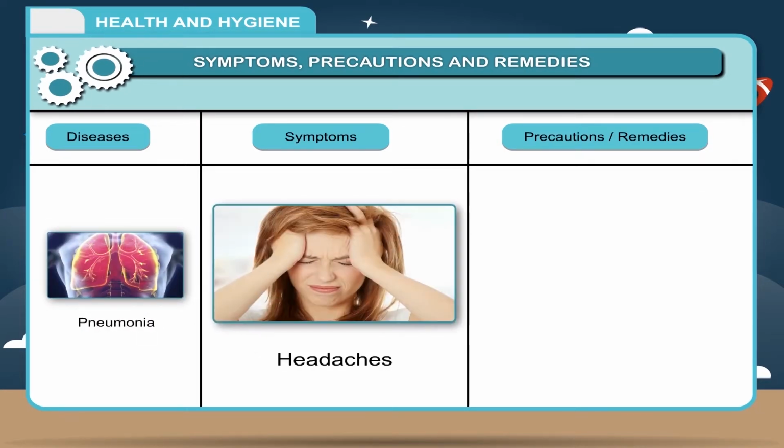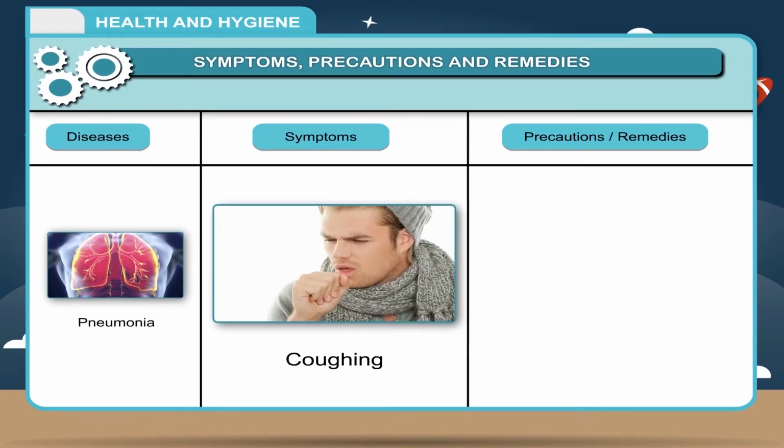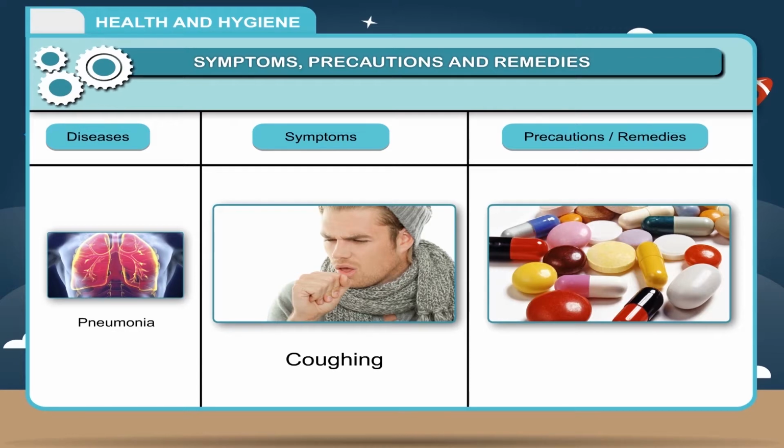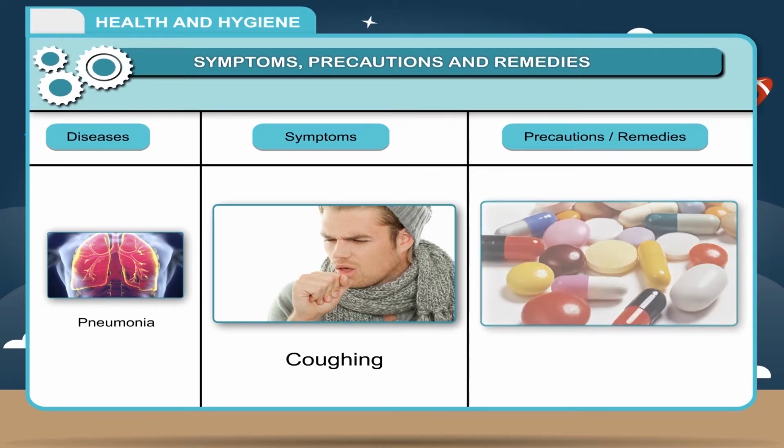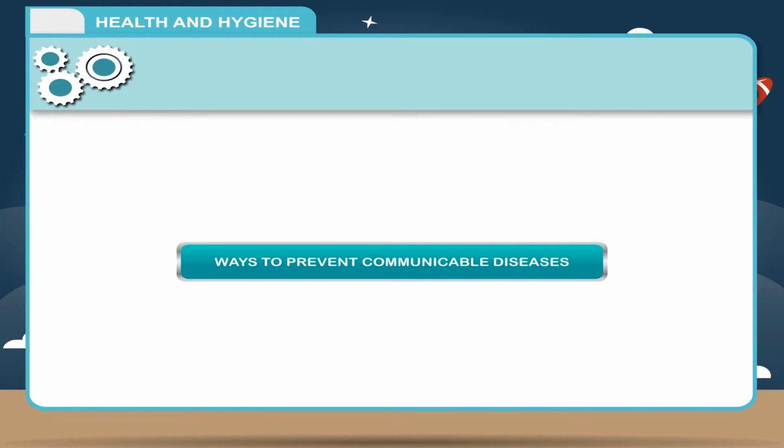Pneumonia. Headaches, feverishness, muscle pain, coughing. The patient can generally recover with the help of antibiotic drugs, but it should be done only after consulting a doctor. Ways to prevent communicable diseases.